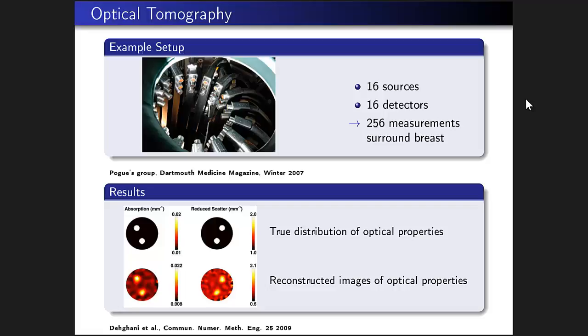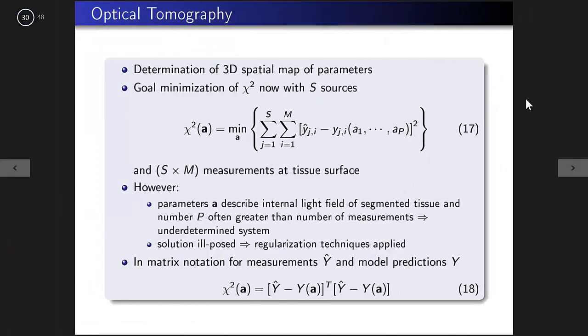And here are some examples. I think this is a phantom that shows what the true distribution of absorption and scattering are, and then what the recovered optical properties and distribution are. So now we're determining a 3D spatial map of parameters, a lot more complicated problem.